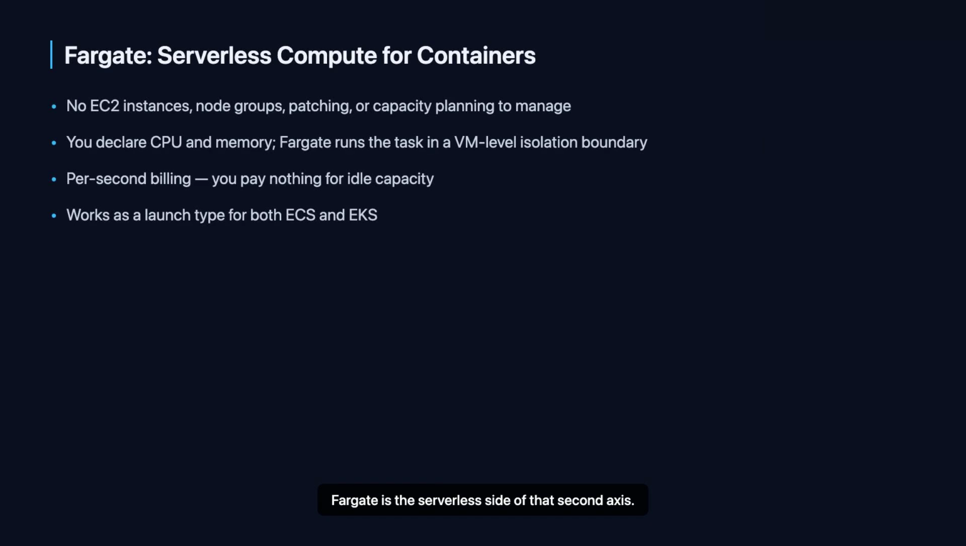Fargate is the serverless side of that second axis. There are no EC2 instances, no node groups, no patching, and no capacity planning for you to manage. You simply declare how much CPU and memory a task needs, and Fargate runs it inside its own virtual machine isolation boundary. Billing is per second, so you pay nothing for idle capacity. And remember, it works as a launch type for both ECS and EKS. It is not tied to one orchestrator.